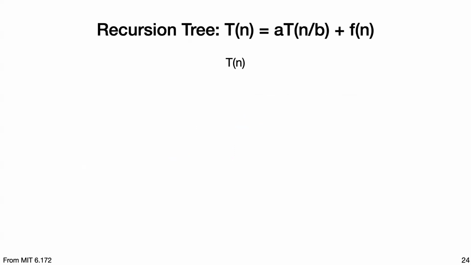Okay, and the way that people prove the master theorem is through analyzing the recursion tree. So we have this recurrence of the form a times T of n over b plus f of n, and we start at the very top with T of n. There are a subproblems, and each has size n over b. So this is one level of the recursion tree.